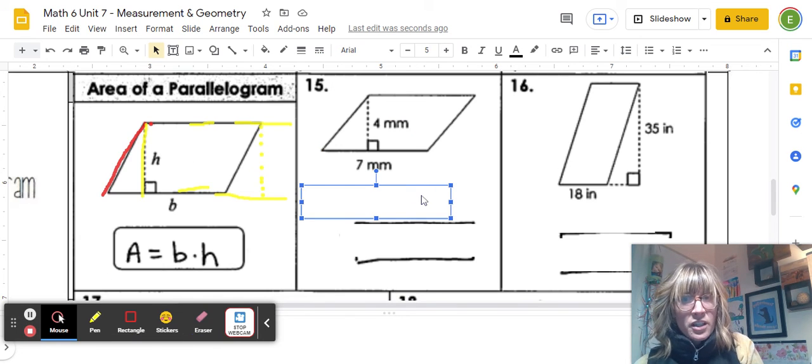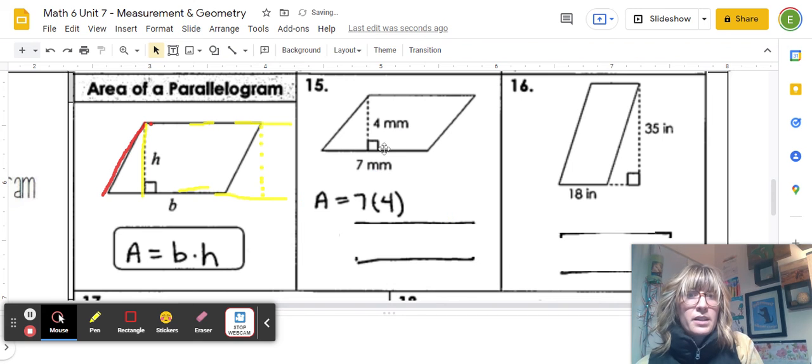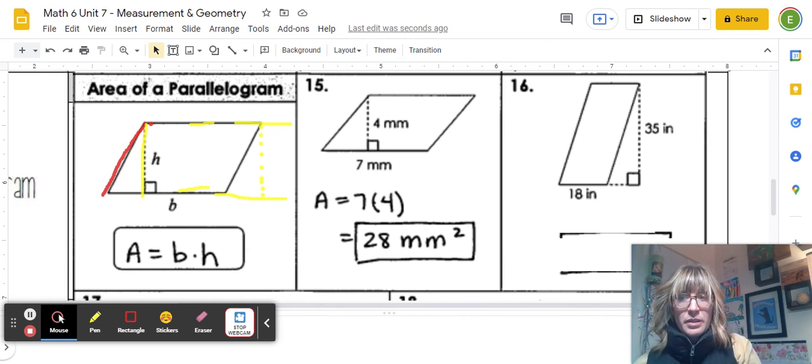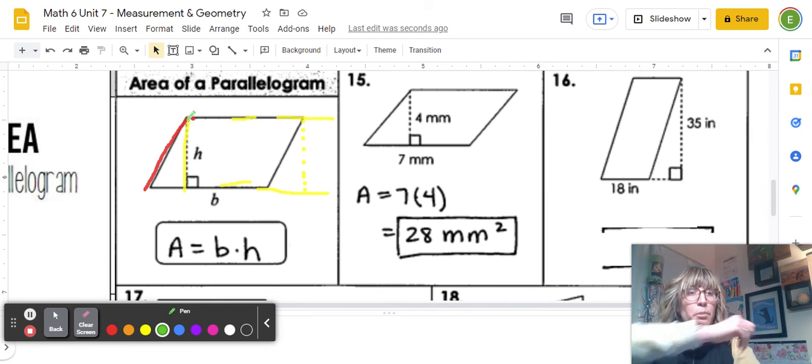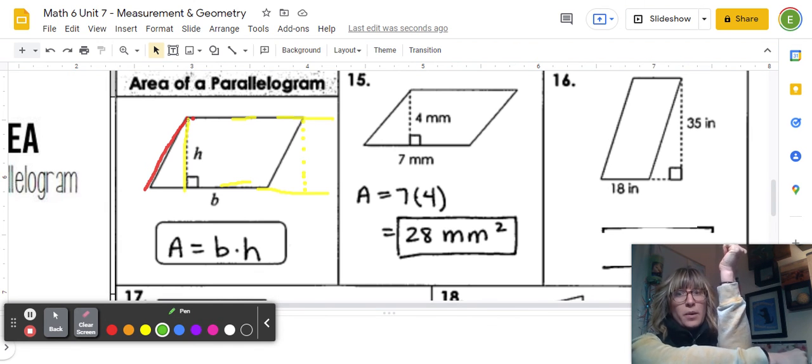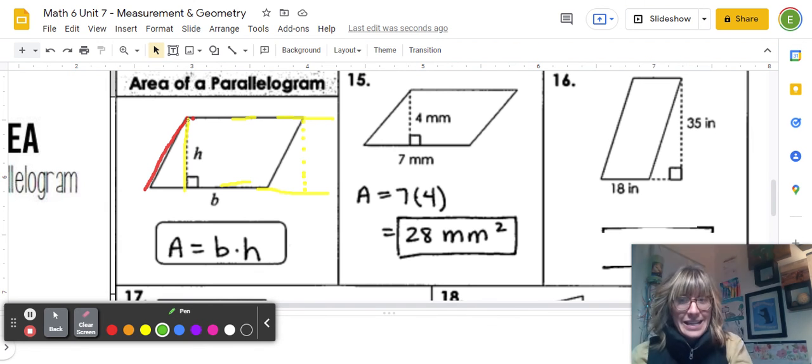With some real numbers involved here, we'll end up doing 4 times 7, our base times our height. When we multiply it, we see that the area is 28 millimeters squared. You had two dimensions you're multiplying together to find the area. And notice that the height is perpendicular to the base. They meet at a 90-degree angle. That's what makes it the height.